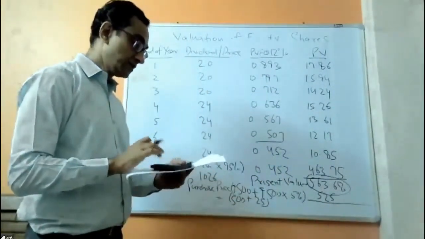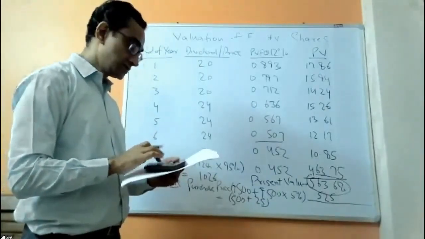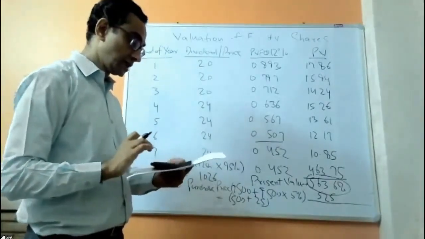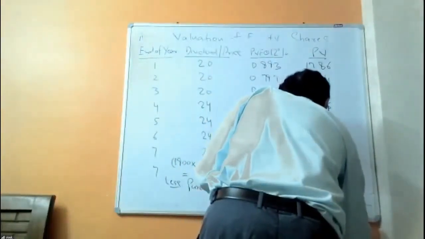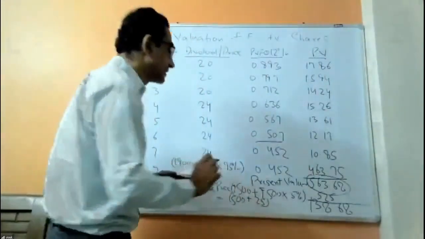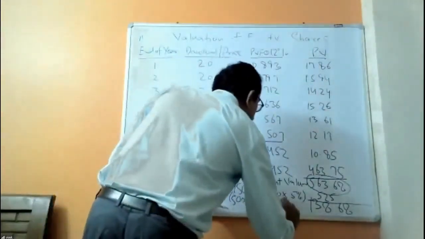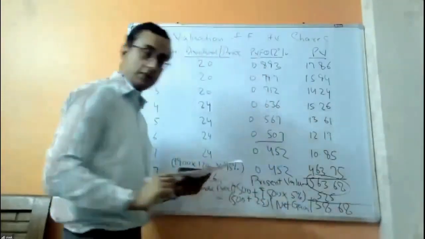It is present value 563.68 minus 525, which is 38.68. So what is this 38.68? It is the net gain, or you can say it is the capital gain also.